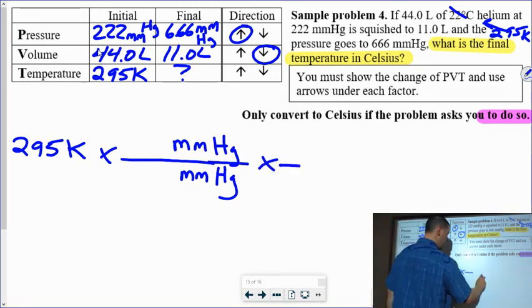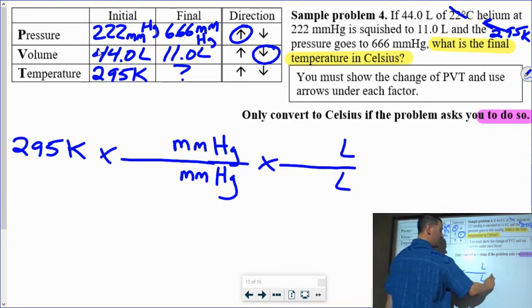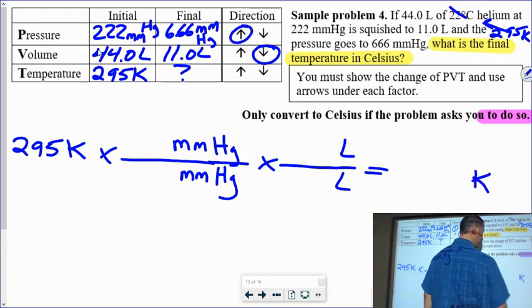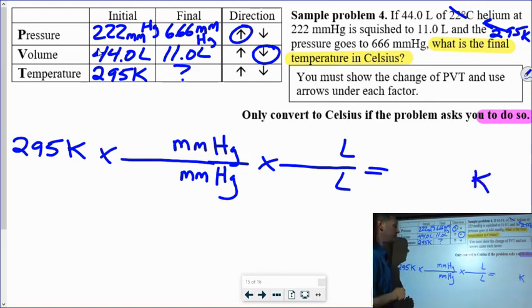And we can set up the other one right away. This one's going to be liters and liters. Those will cancel out at the very end, and our answer will be left in Kelvin. So that's what we're going to be aiming for. And again, these two steps could be flipped back and forth. That would be fine.